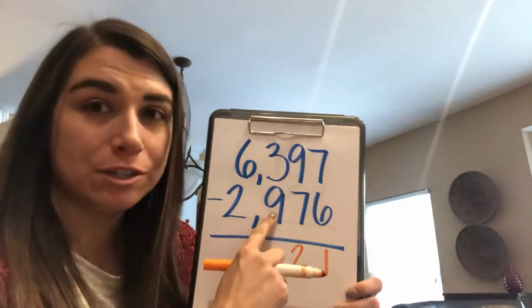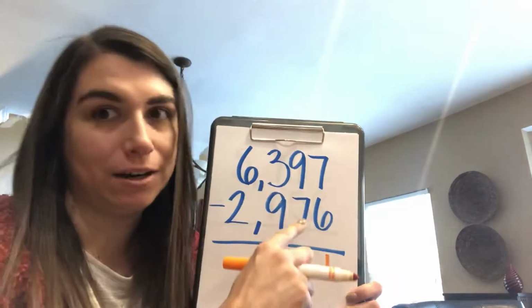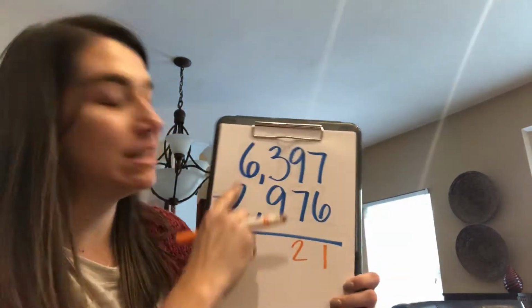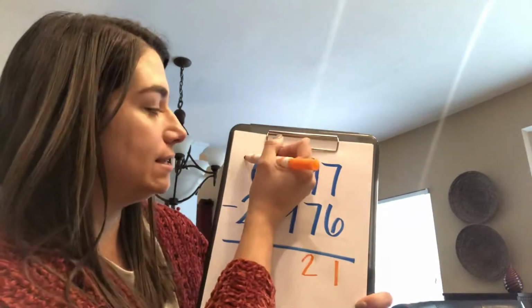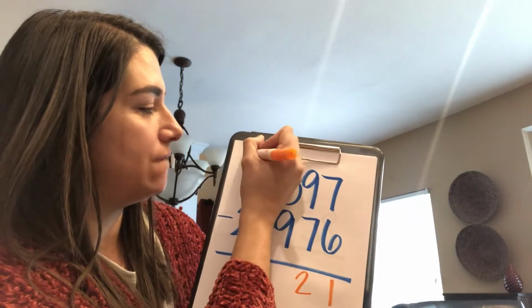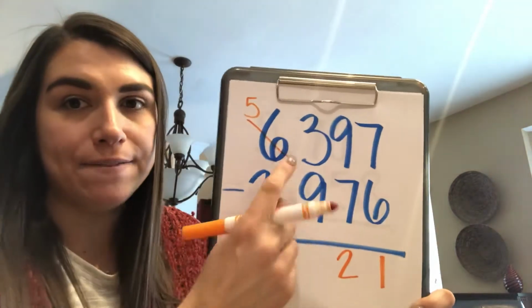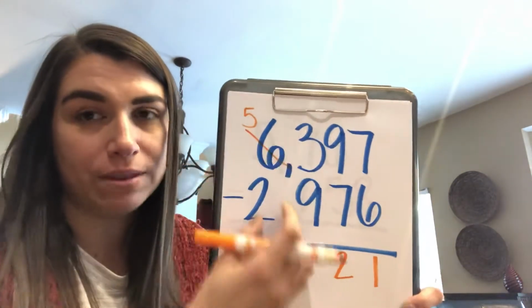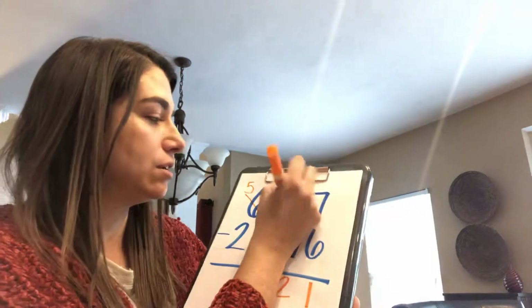But then in my hundreds place, you can see that the bottom is bigger, so I have to borrow. So I have to go over to the thousands place and borrow. So the 6 is then going to become a 5. And this 3 now, since I borrowed 10 from the thousands column, becomes a 13.